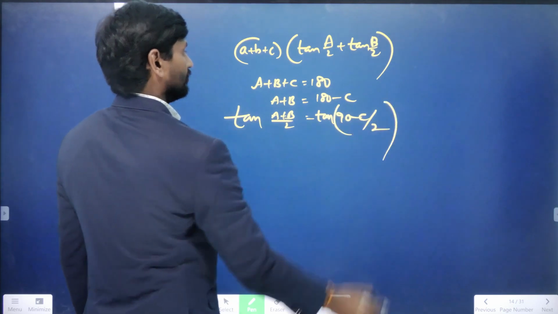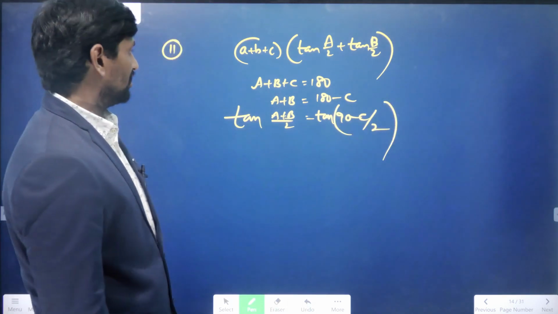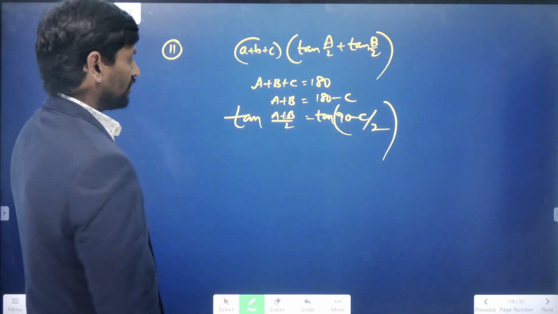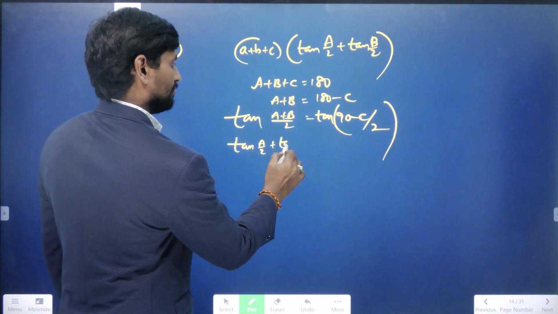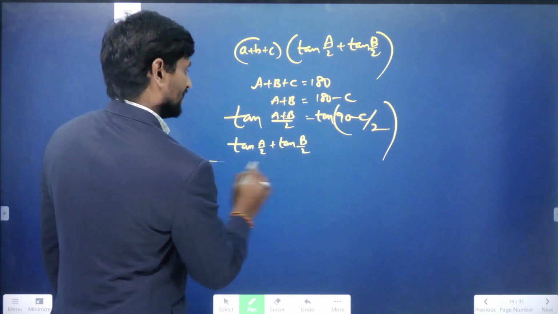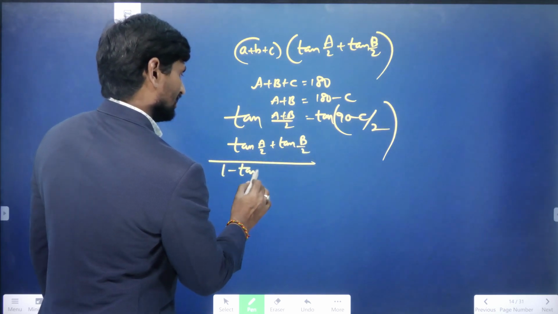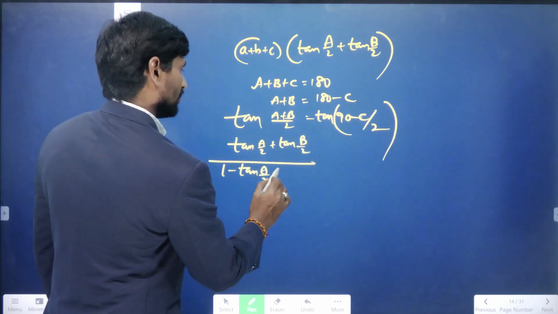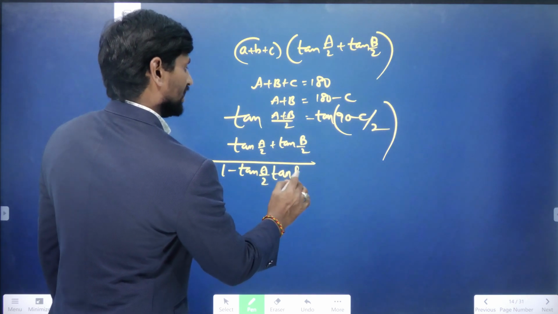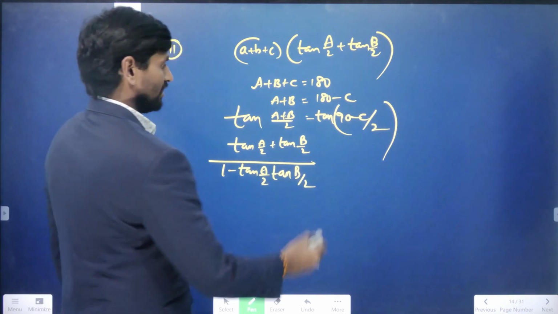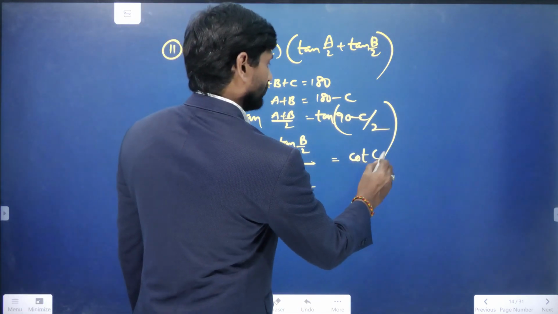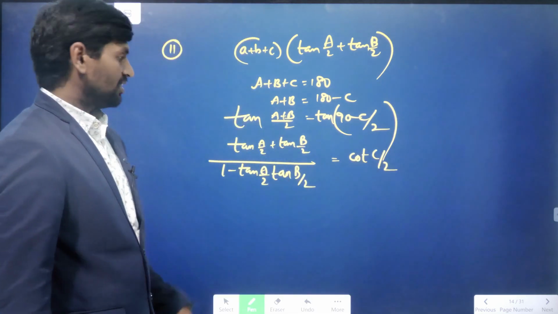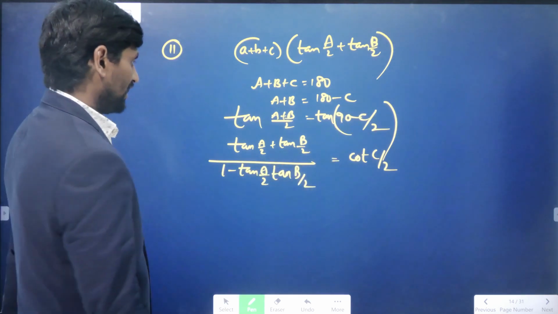Apply tan both sides. Okay na? So tan (A plus B) by 2 formula, tan A plus tan B by 1 minus tan A tan B. Tan 90 minus C by 2 is nothing but cot C by 2. Okay na? Now the denominator, transpose that side.